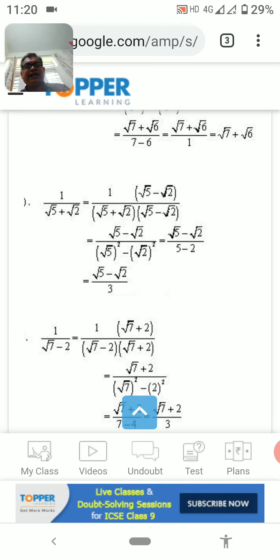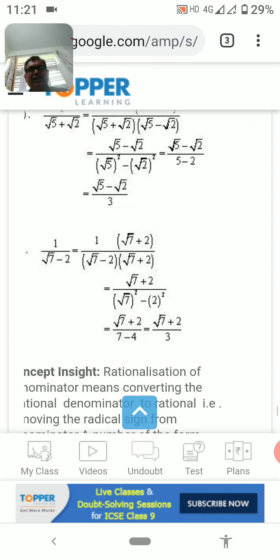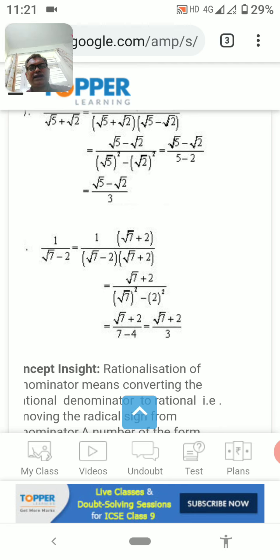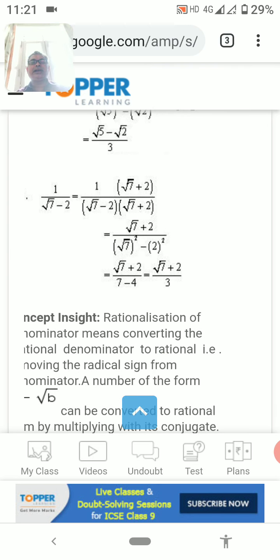Next, in the same way, 1 by under root 5 plus under root 2. Now we have to rationalize the denominator. Then what is the rationalizing factor? Here it is a plus b, so you have to use under root 5 minus under root 2. Multiply both numerator and denominator. In the same way, you can go for 1 by under root 7 minus 2. So what is the rationalizing factor? Under root 7 plus 2. Multiply it by both numerator and denominator. You can understand this.